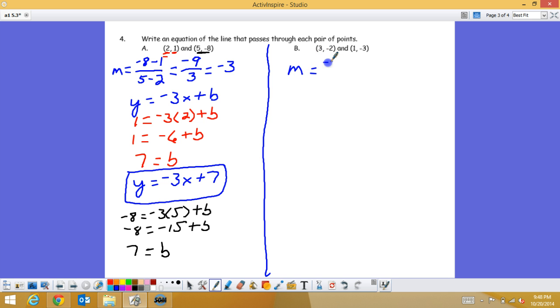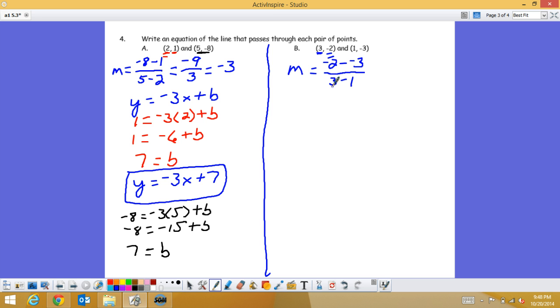And on the top, we're going to subtract the y-coordinates, -2 and -3. And on the bottom, we're going to subtract the x-coordinates. Now, one thing to be careful of with this slope formula: notice since I started with the -2 on top, I started with its partner in the denominator. So I have to start with 3 in the denominator. If I took -3 minus -2 on top, then I would have to take 1 minus 3 in the denominator. So in that case, order does matter a little bit.